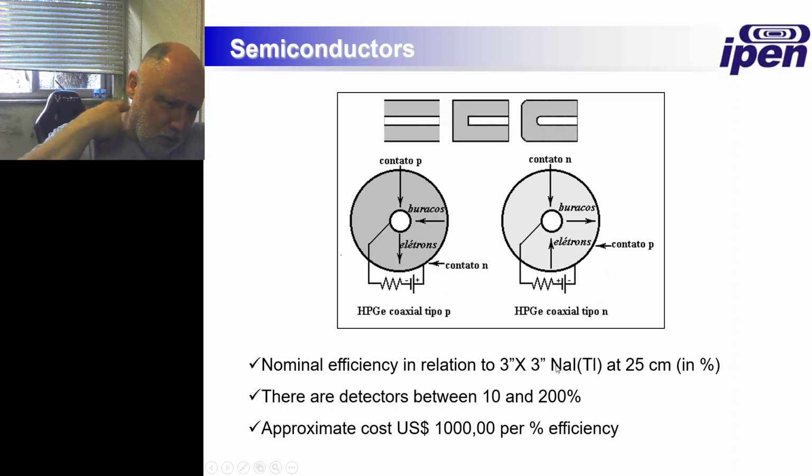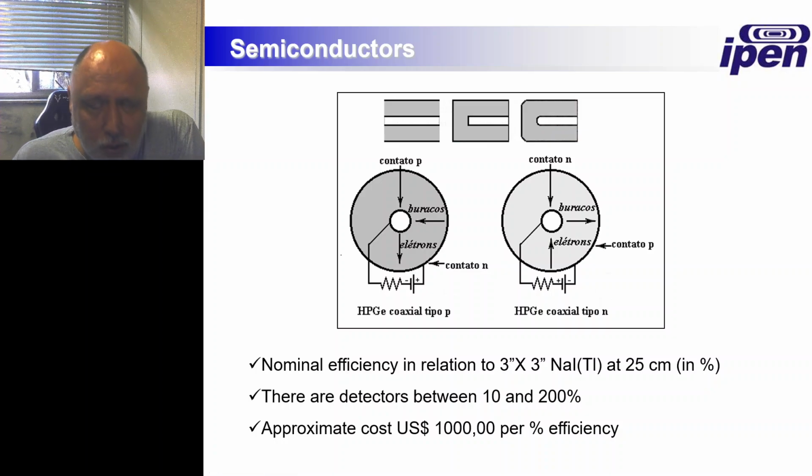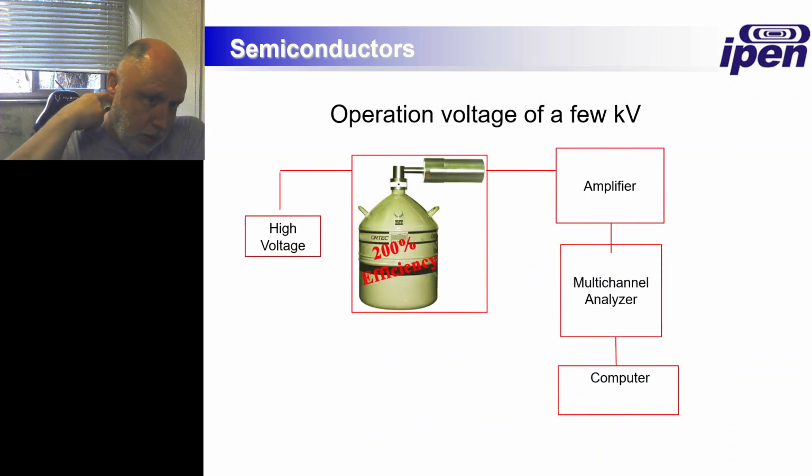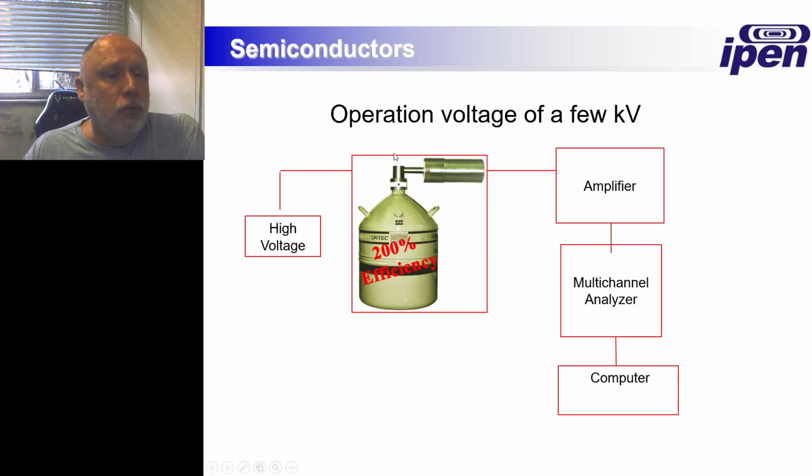And a long while ago, we would say that the approximate cost was $1,000 per percent efficiency, meaning from $10,000 to $200,000. And now that's not the case anymore. It's a bit more expensive than that. So we have to apply a few kilo electron volts in this crystal so that we will produce our signal.